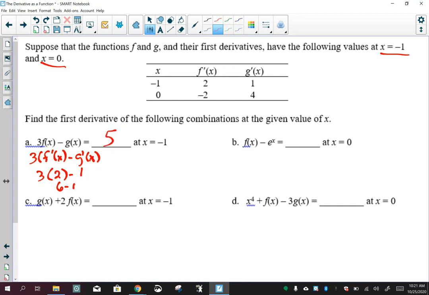Okay. So pause the video, try B, C, and D, following the same steps as I did here, and using the chart and go through the process and see what you come up with. Pause it now.